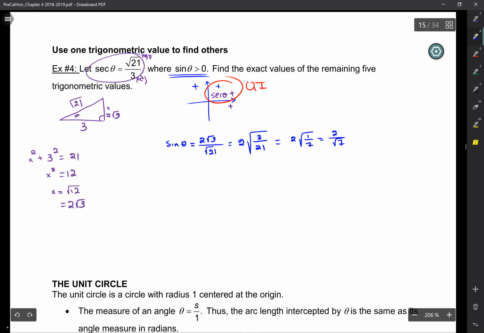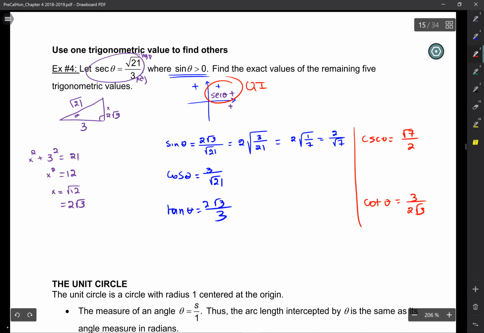All right, let me quickly do the other ones. So cosine of theta is 3 over root 21. Tangent of theta is 2 root 3 over 3. Cosecant of theta, root 7 over 2. Secant we're already given. Cotangent of theta, 3 over 2 root 3. Okay? We'll stop here, and you don't have to do the homework for tomorrow. Just study for the quiz for tomorrow.